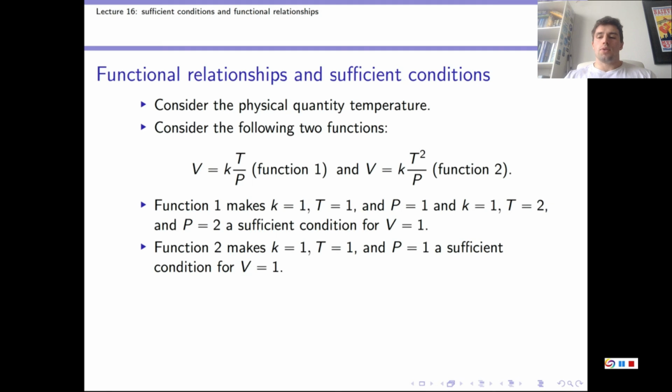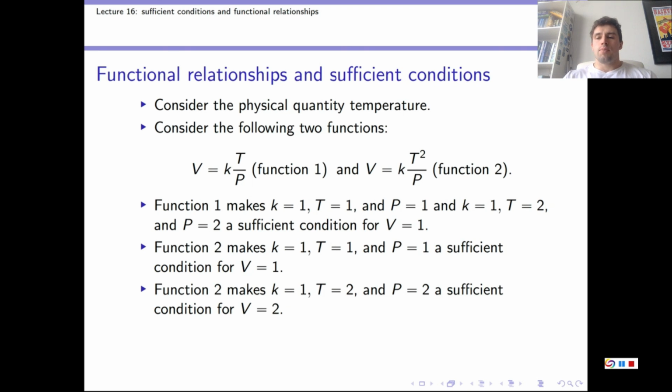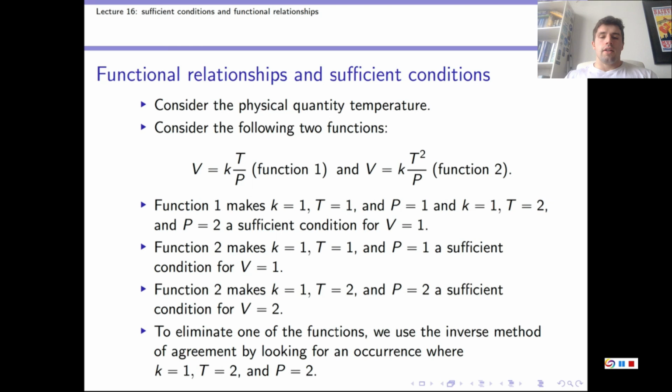So substituting those numbers in, according to function 2, K equals 1 and T equals 1 and P equals 1 is a sufficient condition for V equals 1. So here's the next question. Substituting those numbers in, we find that according to function 2, K equals 1, T equals 2 and P equals 2 is a sufficient condition for V equals 2. So here is the final question. The answer is to look for an occurrence where K equals 1 and T equals 2 and P equals 2. Remember, those are the values where the two functions disagree.